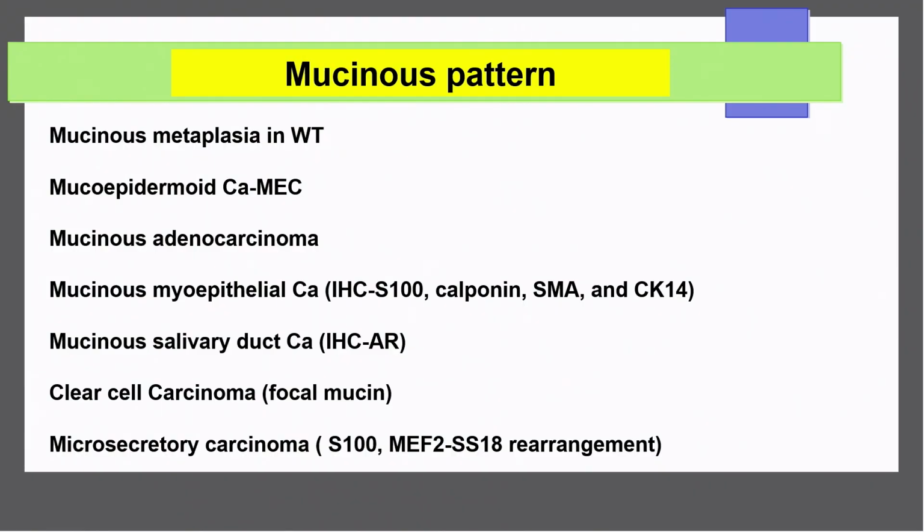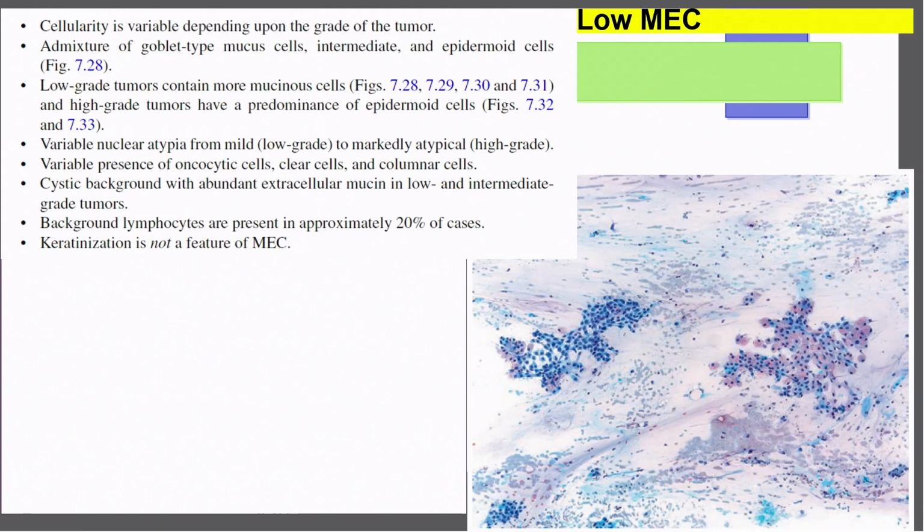Let's move on to the mucinous pattern. The mucinous pattern can be seen in benign entities such as Warthin tumor, which can be very tricky. We will see a case later in the afternoon. But also MEC, mucoepidermoid carcinoma, and the mucinous evidence in some other entities such as myoepithelial carcinoma, salivary duct carcinoma, clear cell carcinoma, and microsecretory carcinoma.